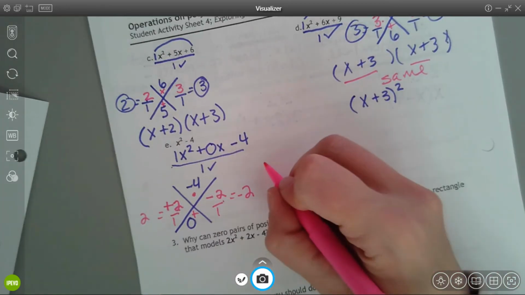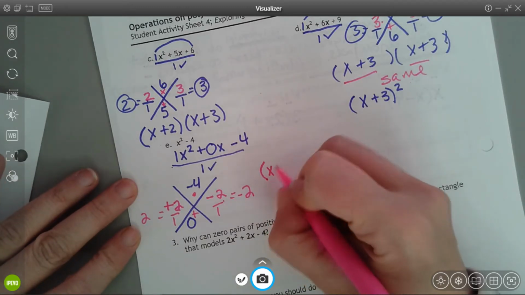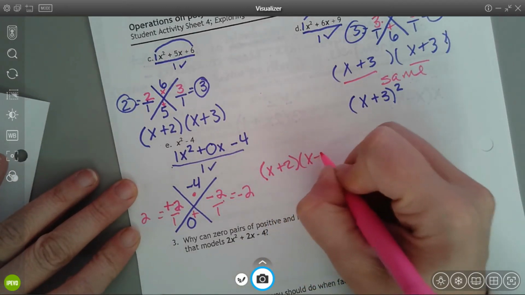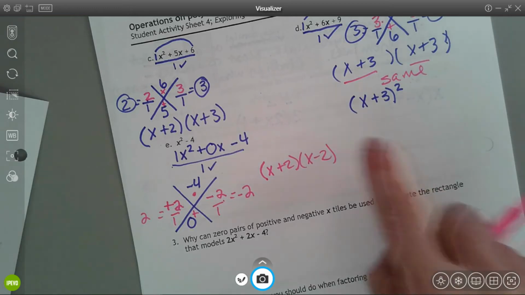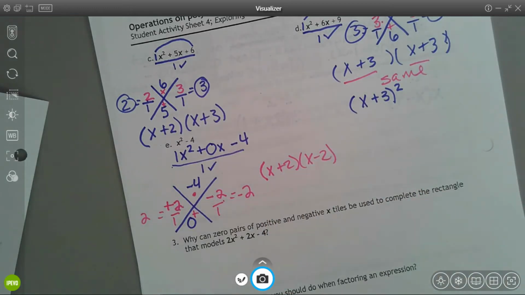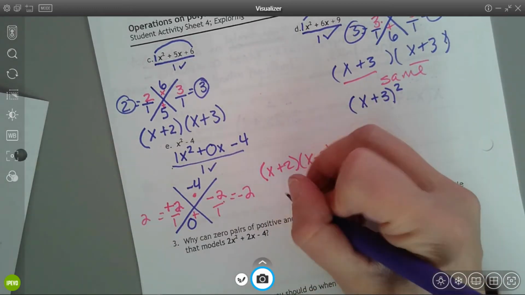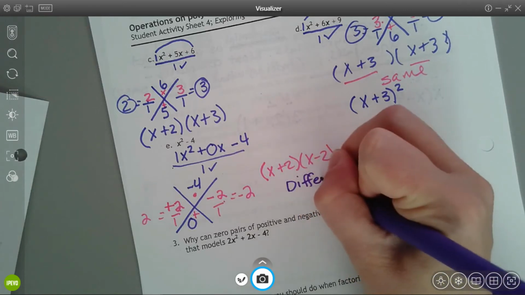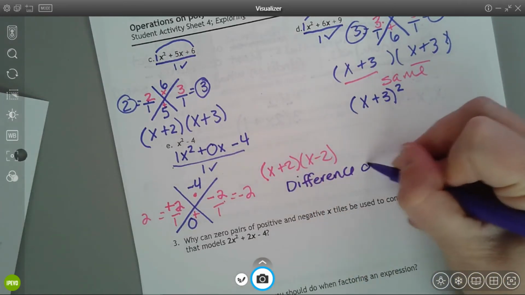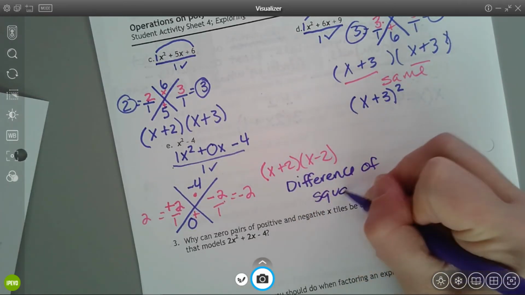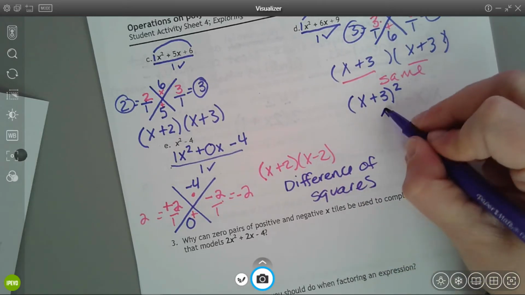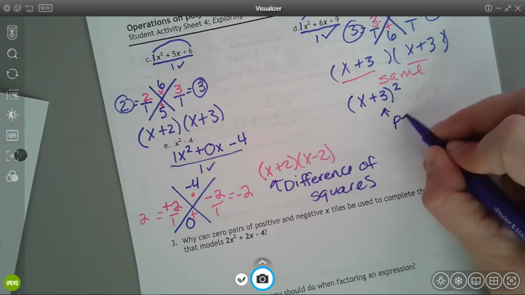Let's put it into our parentheses. We've got x plus 2 times x minus 2. Again, this is a special case here. We call this a difference of squares. Difference of squares. And up here, we call this one a perfect square.